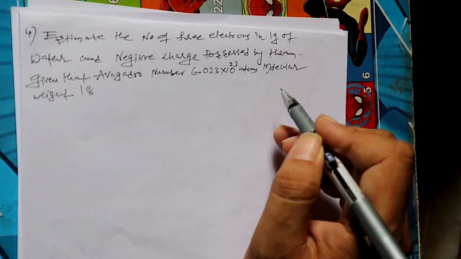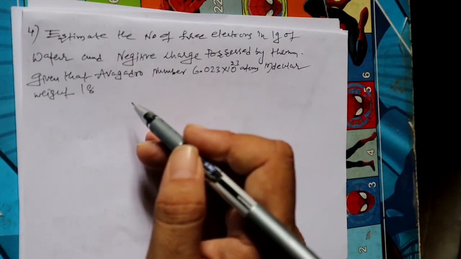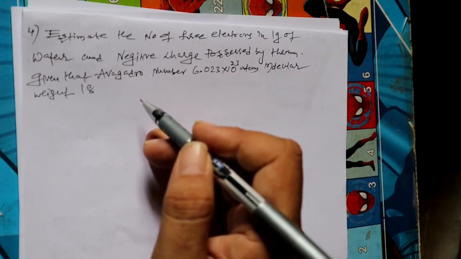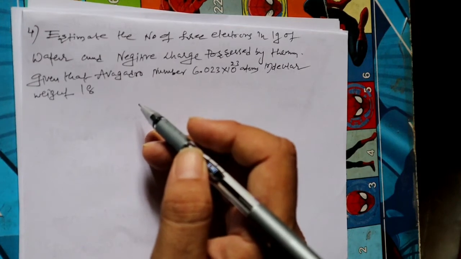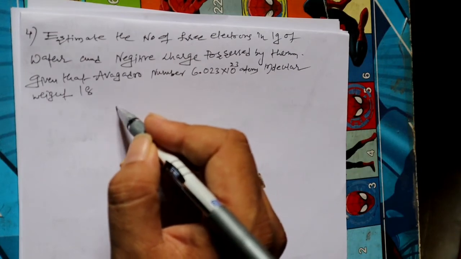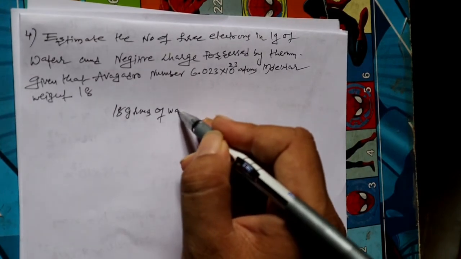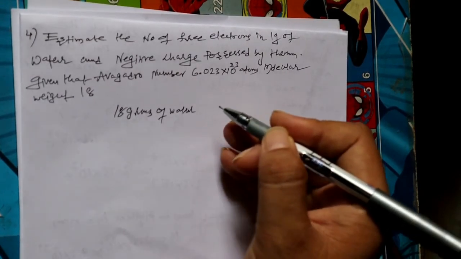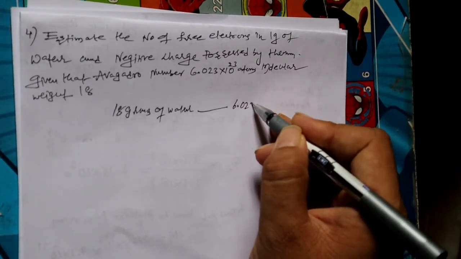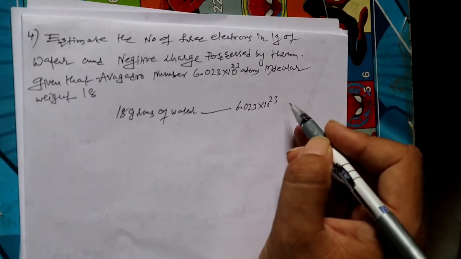Right, molecular weight of water is nothing but 18. That is molecular weight. Water is a molecule. Okay. Right. Same process. That means here 18 grams of water contains how many molecules? 6.023 into 10 to the power of 23. Atoms are molecules. Here molecules.